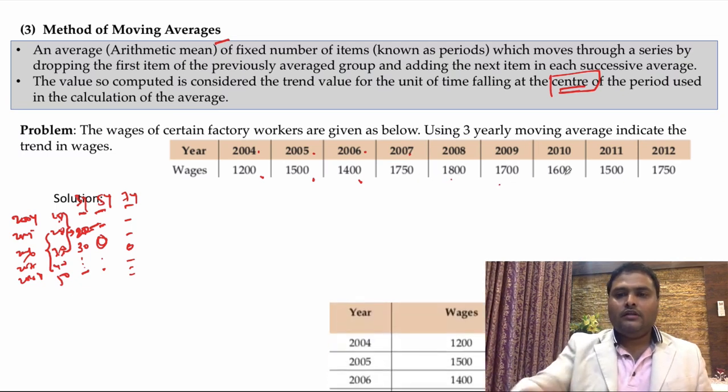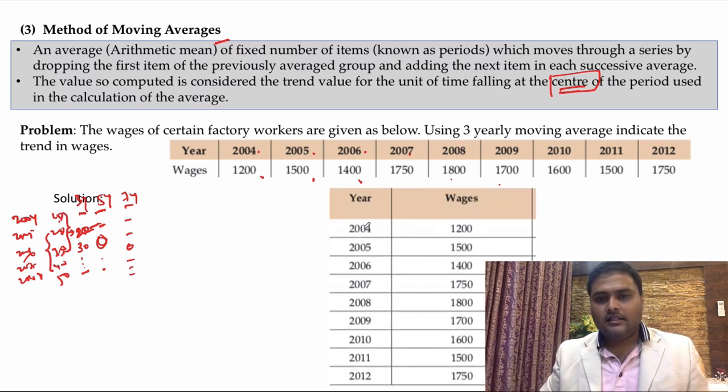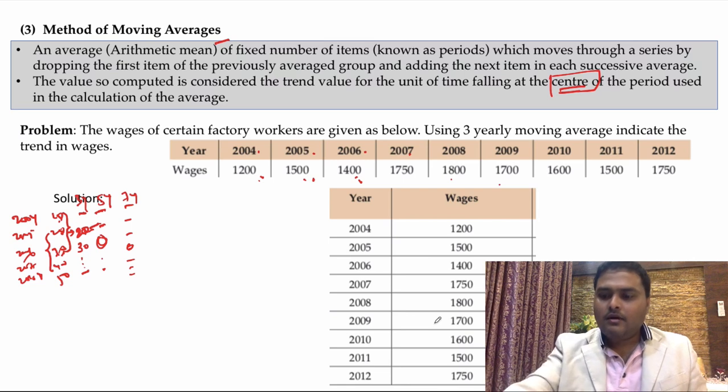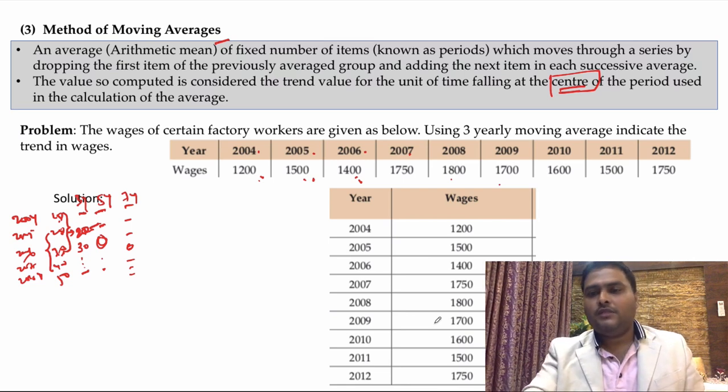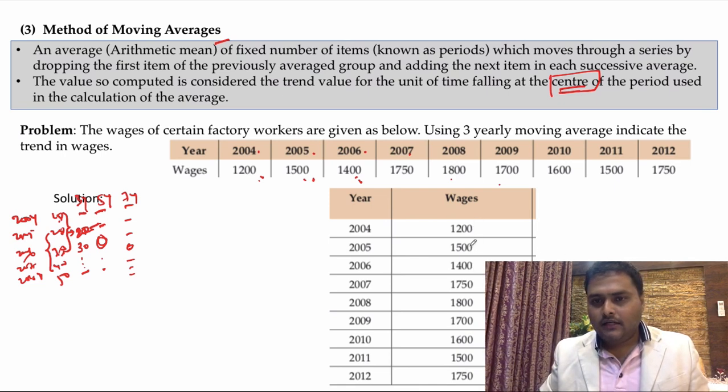Now what we need to do is use the moving average method for 3 years. So I have written it this way: years 2004, 5, 6, 7, 8, 9, 10 till 2012, and wages 1200, 1500, 1400 and so on. Instead of rows, I have mentioned it column wise. Now I am using the 3 years moving average method. I am adding these 1, 2, 3. What is the average coming? I am writing it here. Similarly, I will take the average of the next three and write it here. So the first and last will be untouched.